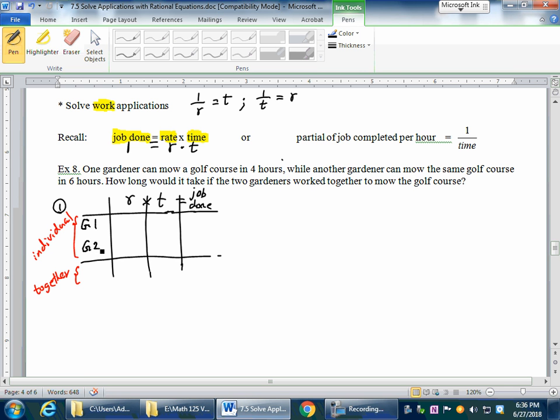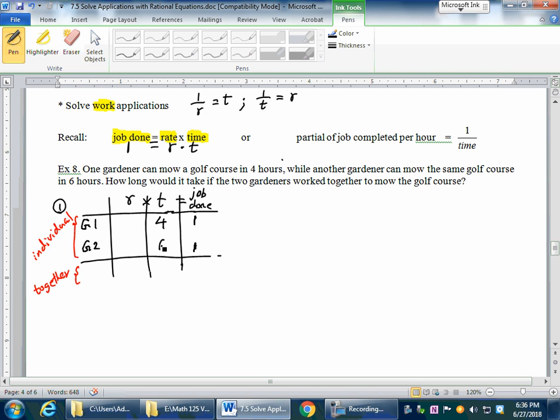And this is what I'm talking about. We want to look at only the individual case in this job. Both of them are doing the same job, which is to finish mowing the golf course. So the job will be one, right? The first gardener takes 4 hours, so the time is four. And the second gardener takes 6 hours to finish by himself, so six.